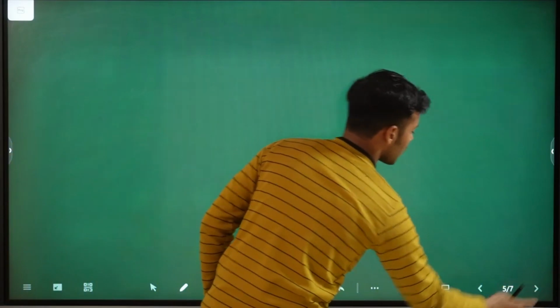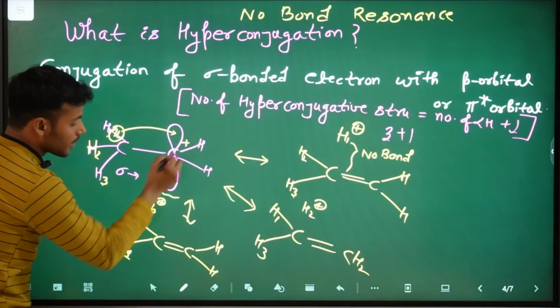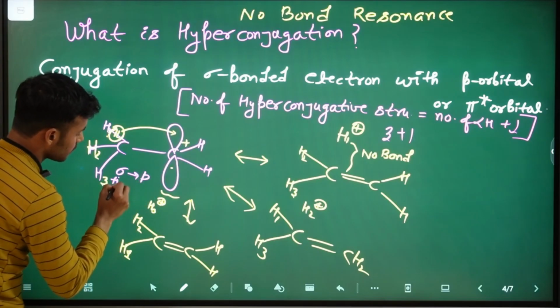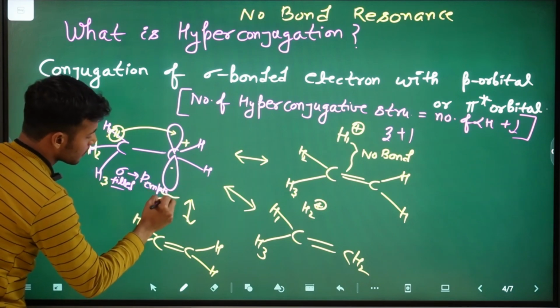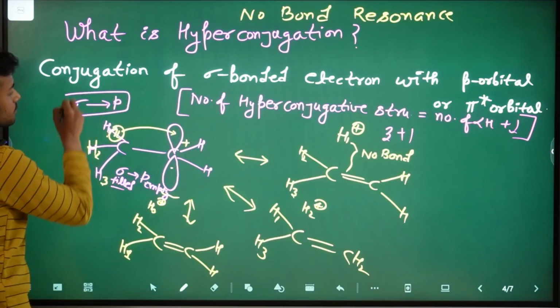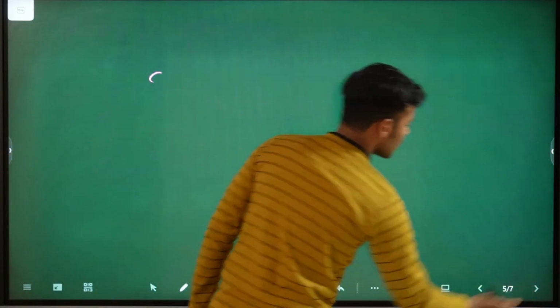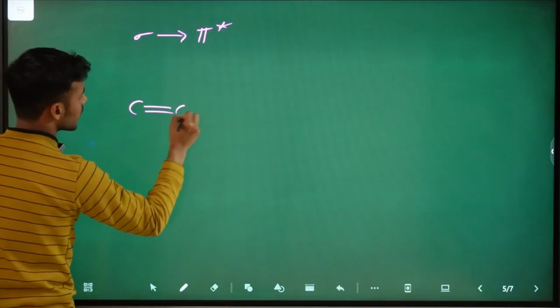Now we will see the example of alkene. Here sigma to pi, empty pi, this is filled and this is empty. Sigma to pi conjugation happens. In another example, sigma to pi star conjugation. Take the example of any kind of alkene like this.